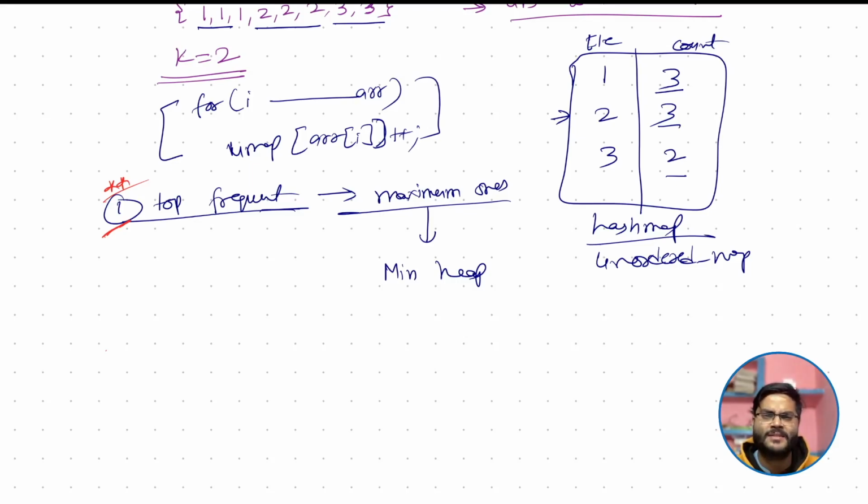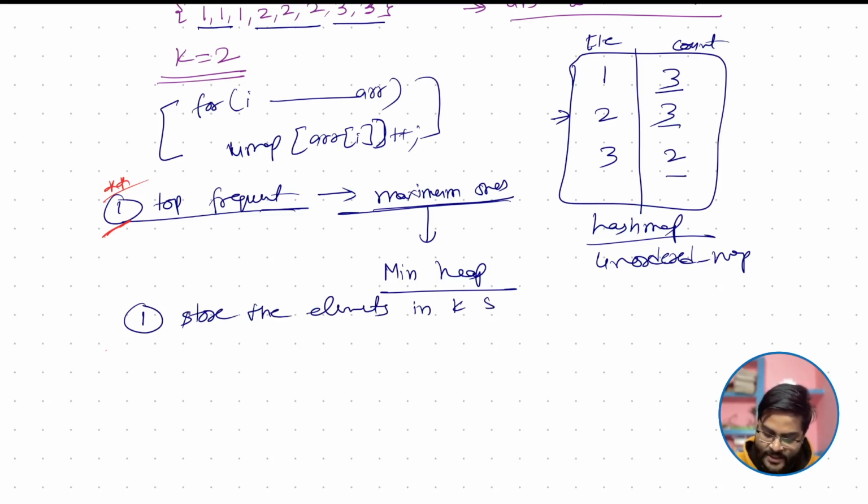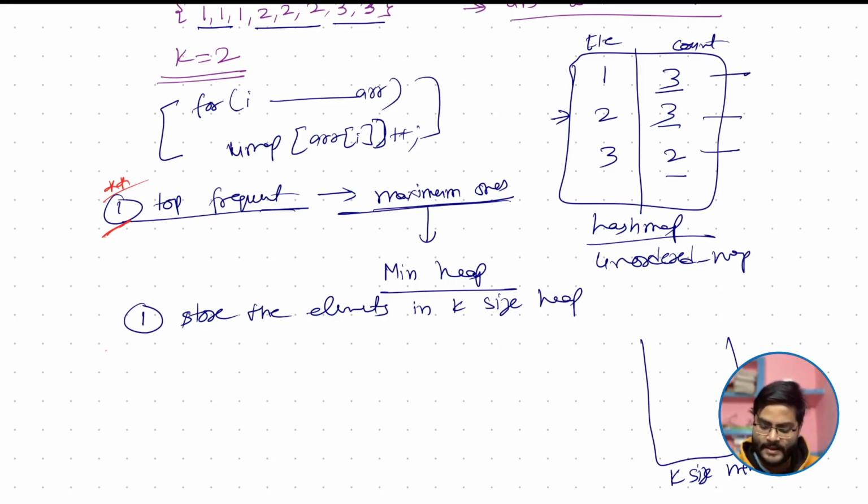Similar to kth largest in array, kth largest in string, whenever you will see maximum ones and you are using min heap, what you will do is store the elements in a k size heap. Okay, so we'll take a k size min heap, and I will just keep pushing the elements until it fills my size. Whatever conditions we keep on using in those problems, we will do the same.